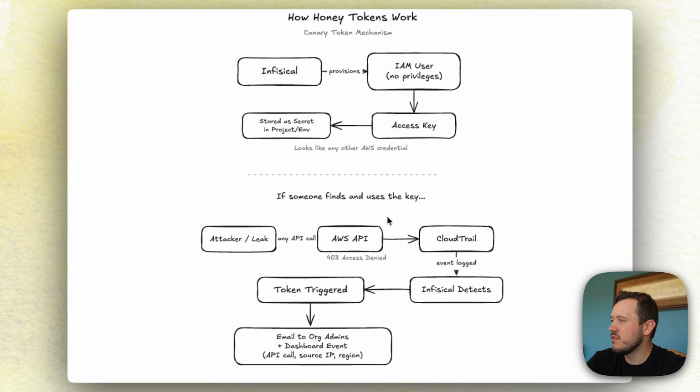We watch CloudTrail for any API call made with that key. It doesn't matter what the call is, whether it's listing S3 buckets, fetching secrets from the secret store, even just calling getCallerIdentity. Any AWS operation that uses that credential trips the wire.